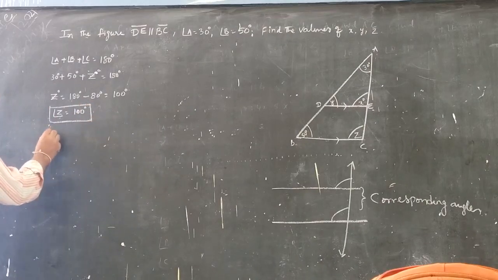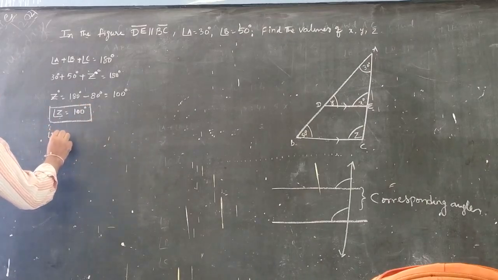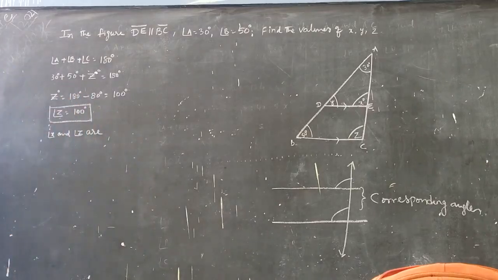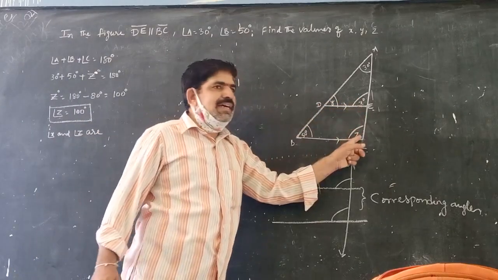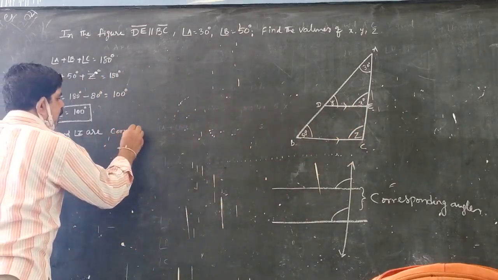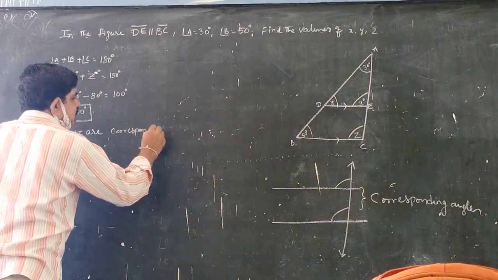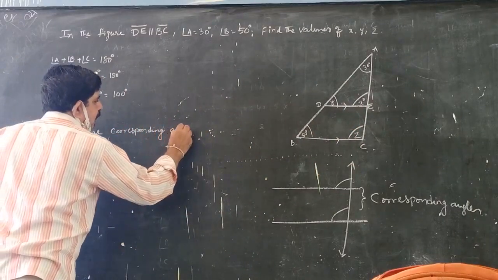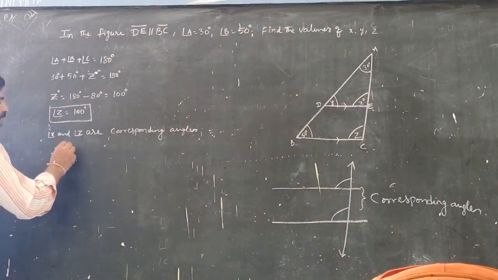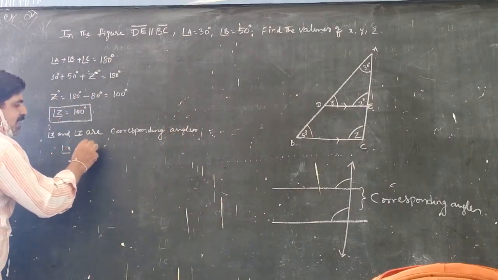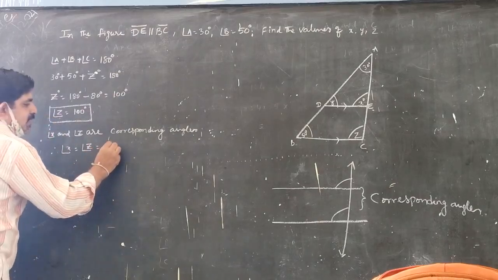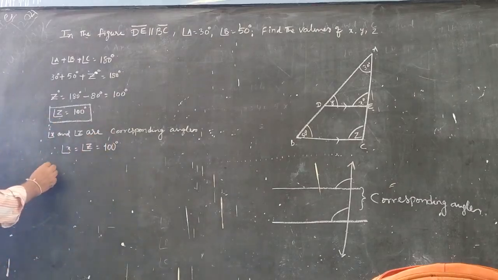Now, angle X and angle Z are corresponding angles. So corresponding angles are equal. Therefore, angle X is equal to angle Z, which is 100 degrees.